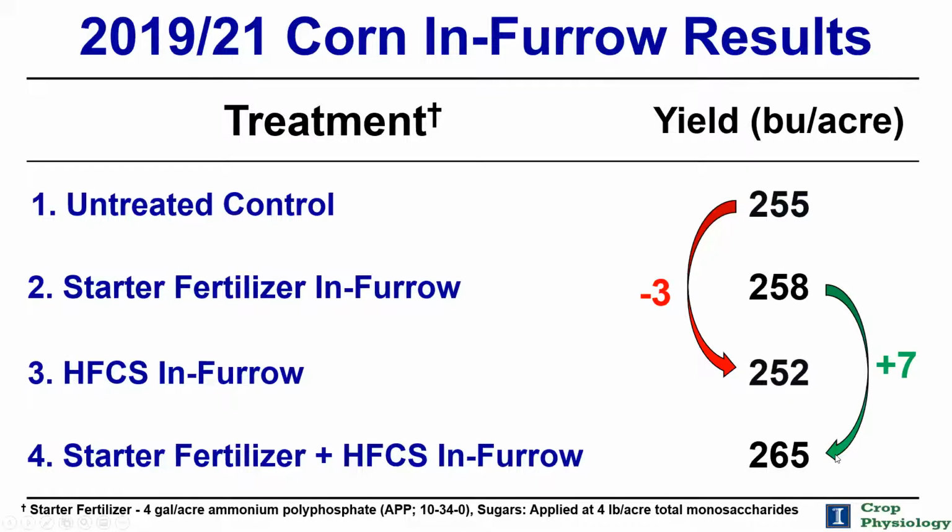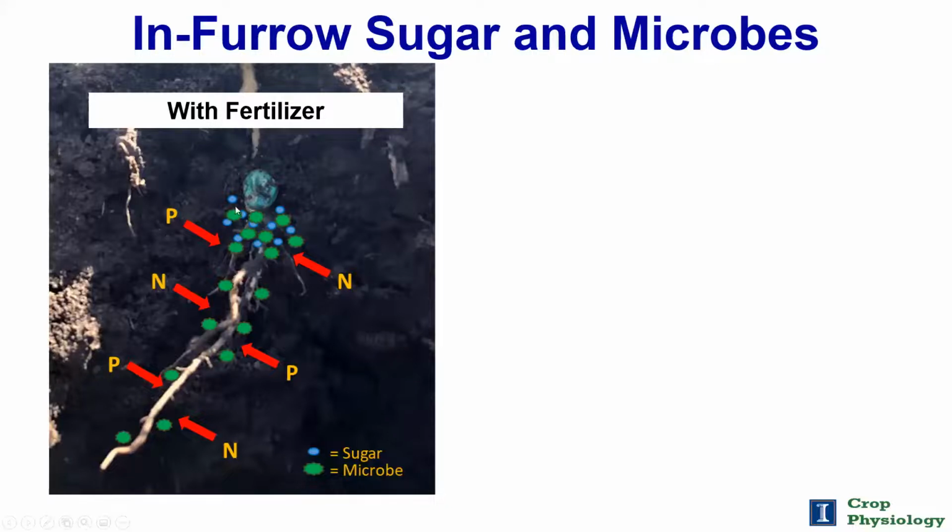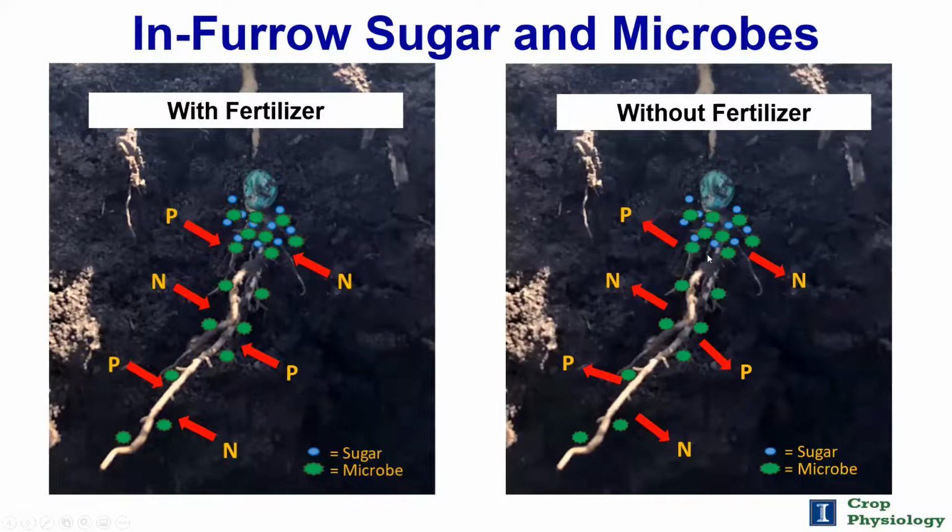And I've seen this with multiple sugar sources in multiple seasons. Sugar plus starter is always more synergistic than starter alone, and sugars alone tend to be backwards. So we start scratching our head and going, why? Well, when you apply with fertilizer, think APP, it has some nitrogen and phosphorus. This system is making that nutrition available for the plant. But if you have no fertilizer and you're stimulating the microbes, well, they're going to steal the soil nutrition and use it for themselves, right? And that's why we tend to go backwards.